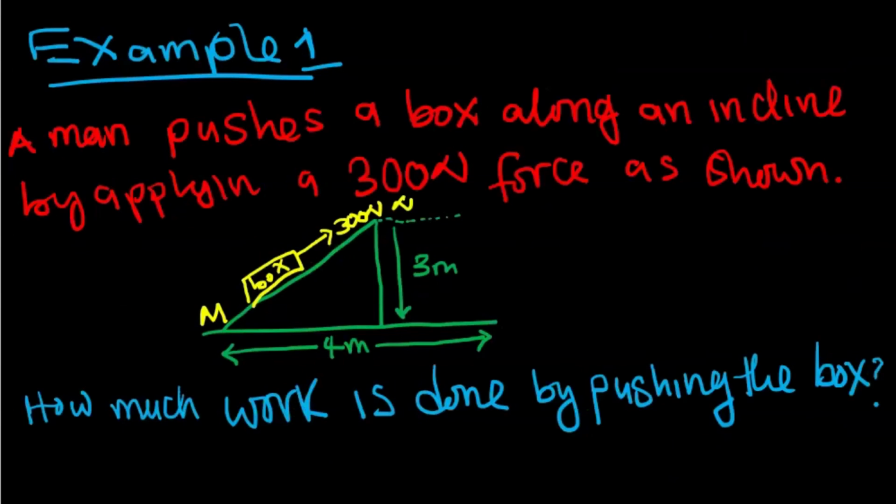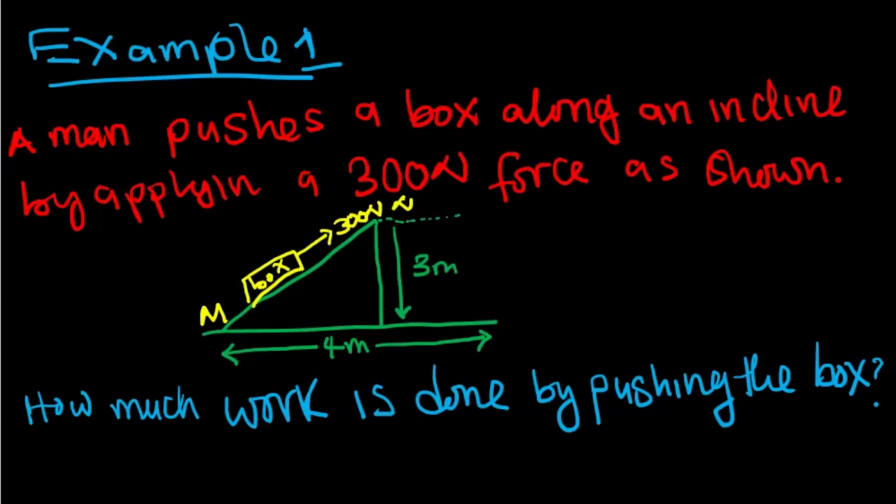an example. Example 1 reads, a man pushes a box along an incline by applying a 300 Newton force as shown. How much work is done by pushing the box?